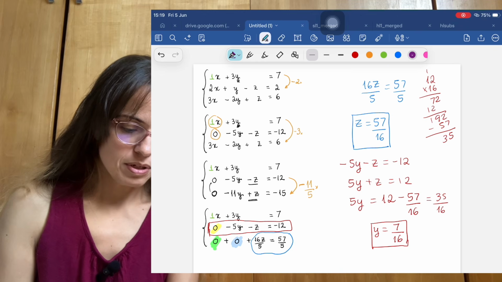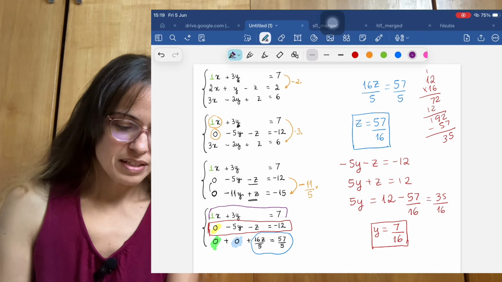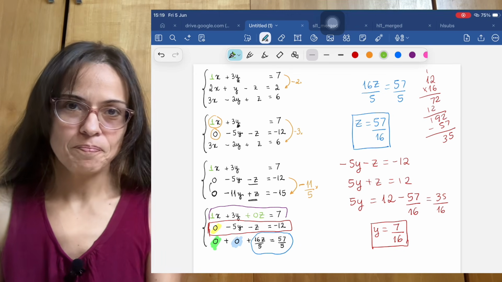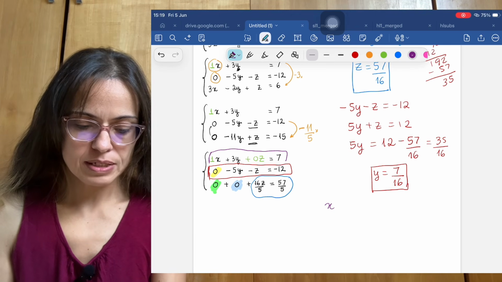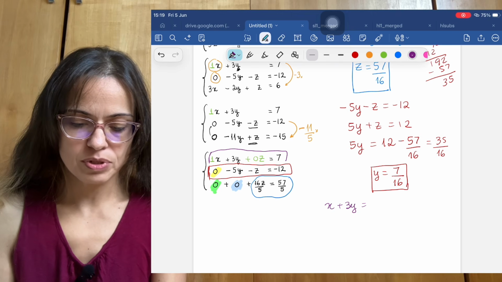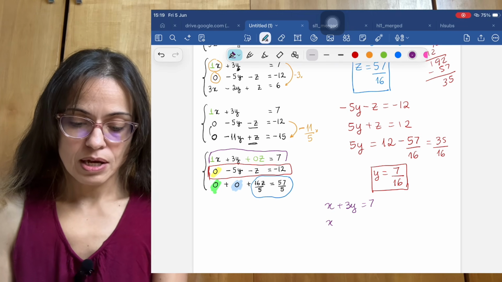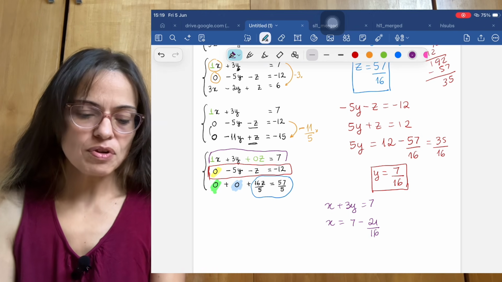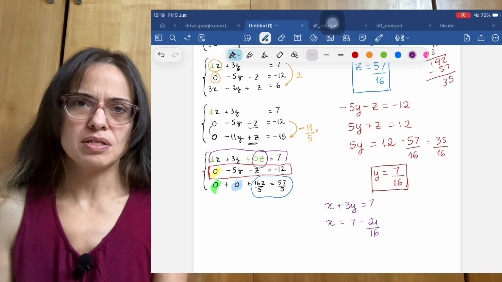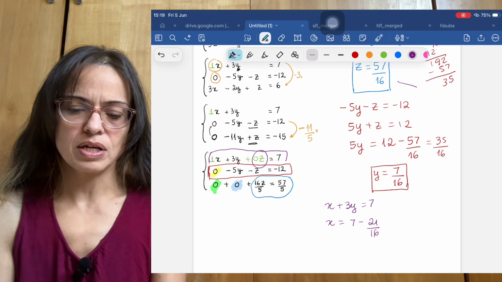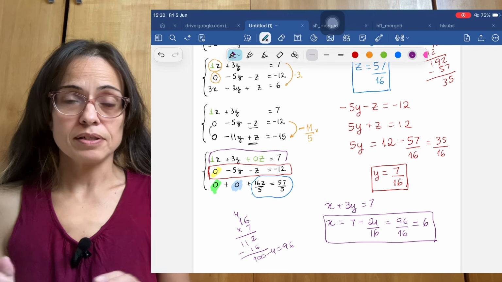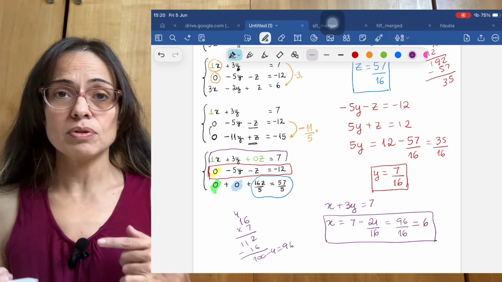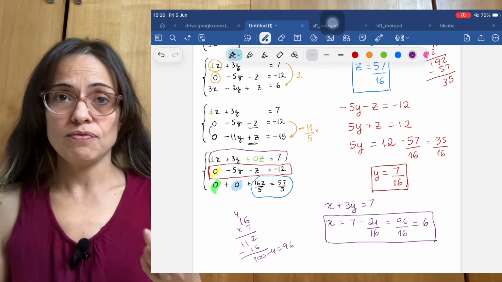Now, lucky for me, the first line that I still need to look at doesn't have any z. That's because it originally had a 0z over there. So I only have to write down x plus 3y equals 7, but I already know y. X is equal to 7 minus 21/16. And if there was a z in this line, you would just subtract it with the value of z, because you already have that as well. So that's it, basically. This is the method. The only other thing that I have to show you is that it can take a little less time to do this if you're writing fewer things.